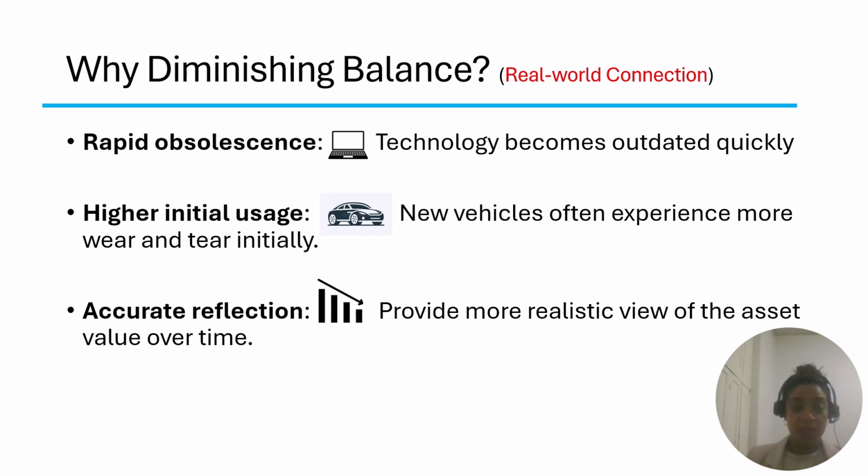Okay, and then it accounts for the high initial usage of some assets. For example, vehicles. A new vehicle often experiences more wear and tear initially, and I've also added more information for you to go through when you click on the hyperlink on why certain assets like vehicles have a higher initial usage.